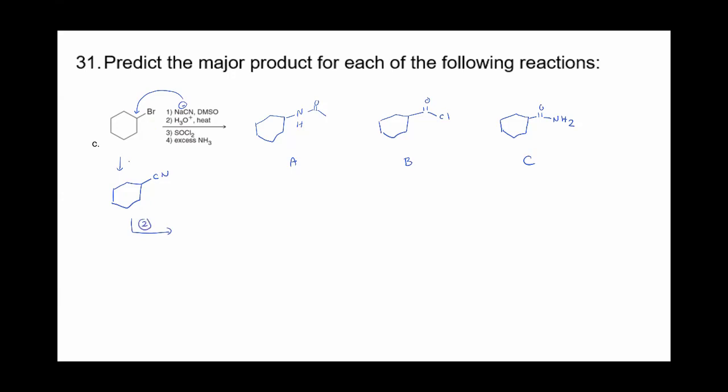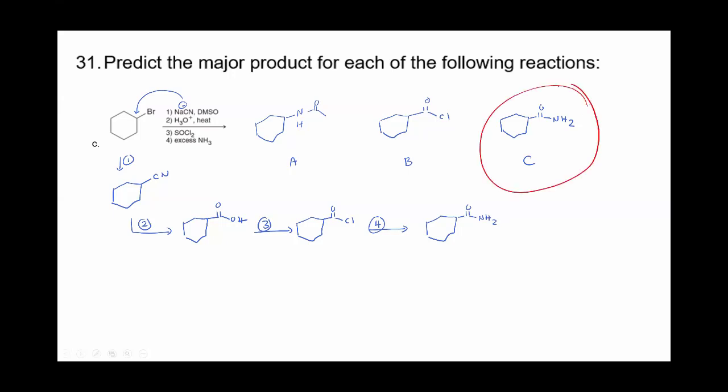This is step 2 to the carboxylic acid, which will form the acid chloride after reagent number 3. And excess NH3 will make the amide. So C is our answer here. Questions there?